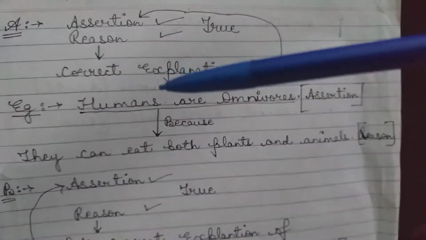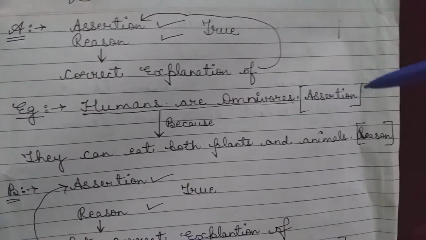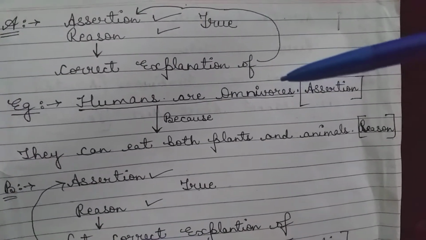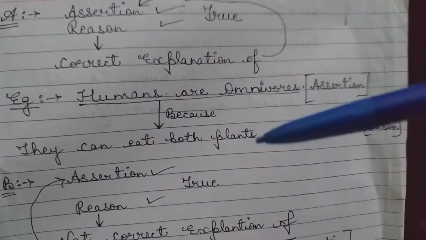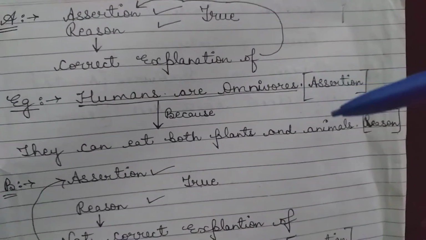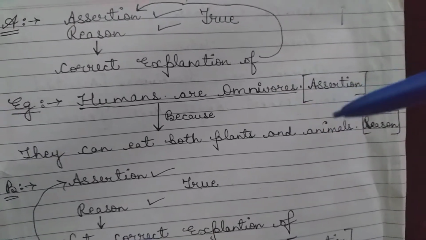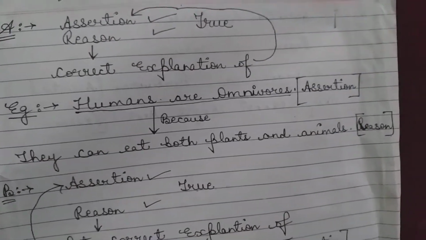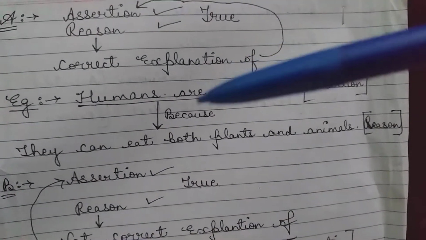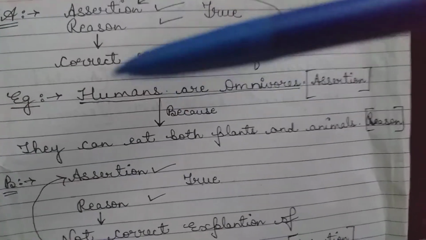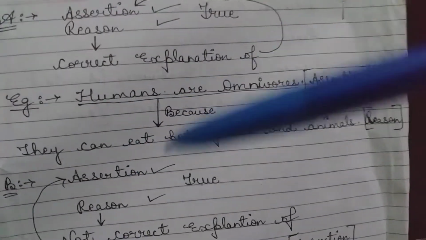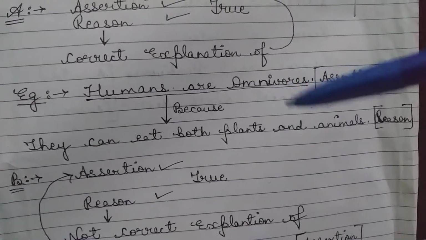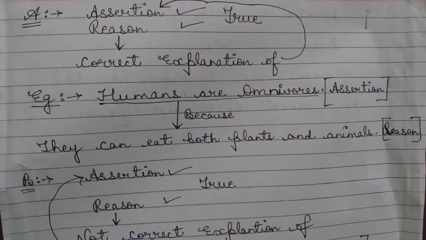For example, let me take an example. Here they have given an assertion, that is humans are omnivores. We can say yes, the assertion is true, humans are omnivores. And the reason given is they can eat both plants and animals. Yes, the reason is also true. Humans are omnivores because they can eat both plants and animals. So, if you see that answer A, the assertion is true, the reason is also true. No doubt you can answer A as your option.